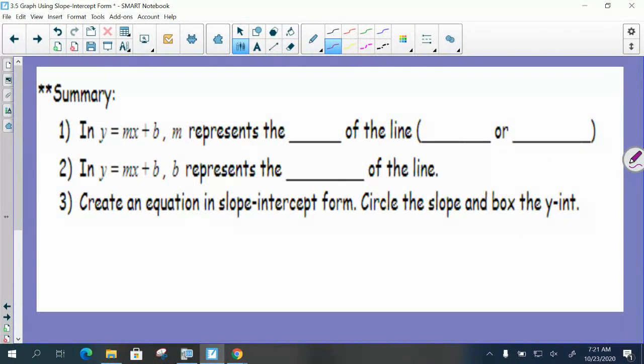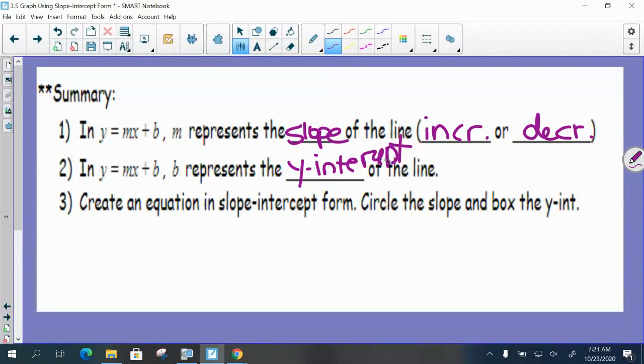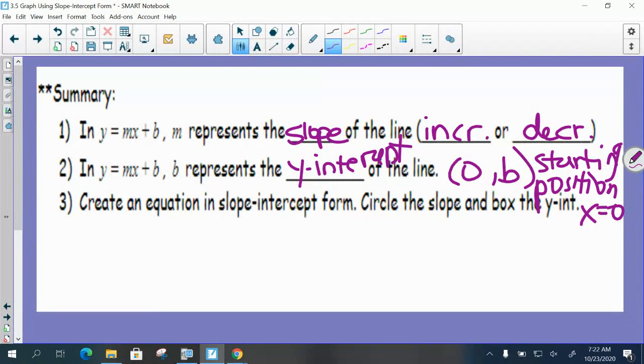All right. So in summary, in y equals mx plus b, m represents the slope of the line, so whether it's increasing or decreasing. And then b represents the y-intercept of the line, at the point where the line crosses the y-axis. This is (0, b). And it's also the starting position when x is equal to 0.